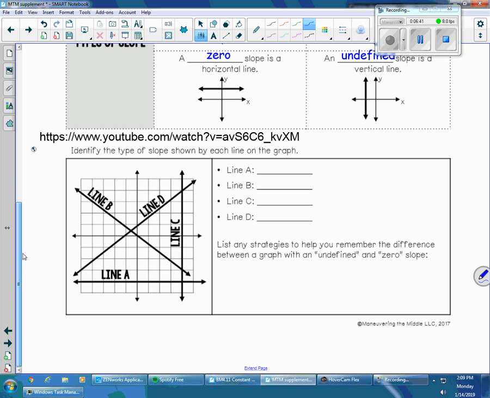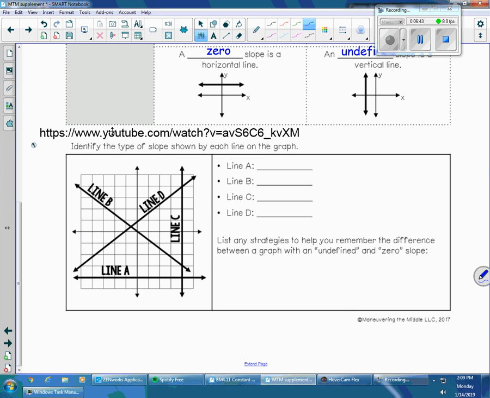Anyway, let's take a look at these examples here. Identify the slope of each line on the graph. Line A, this is that flat part where we said it was going to be zero fun, right? So this would be a zero slope. Line B, that's this one. So again, when I'm looking from left to right, it's going down. That's going to be a negative slope.